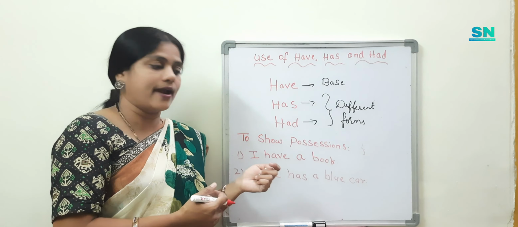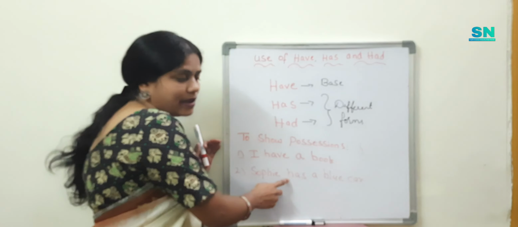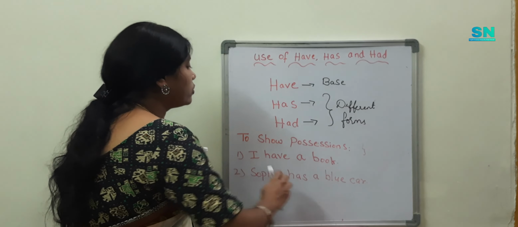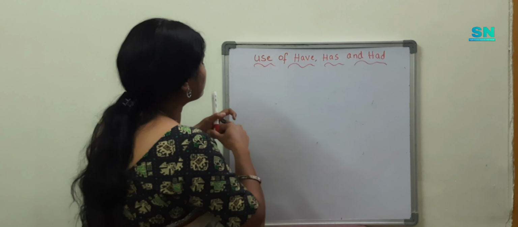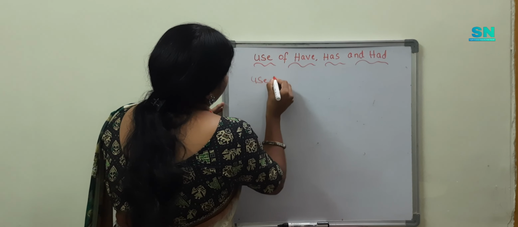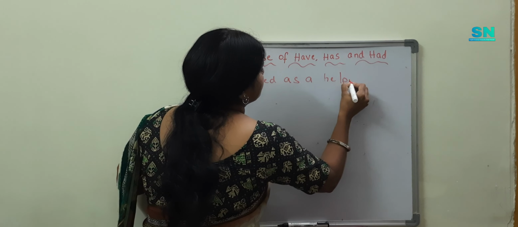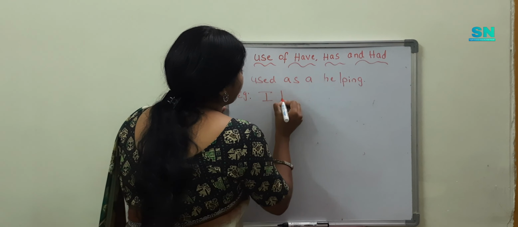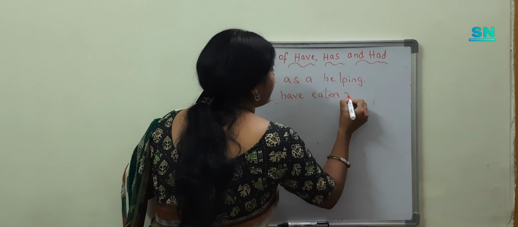have, has and had. Here we use have and has as a main verb, and we can also use them as a helping verb. Example: I have eaten my dinner.